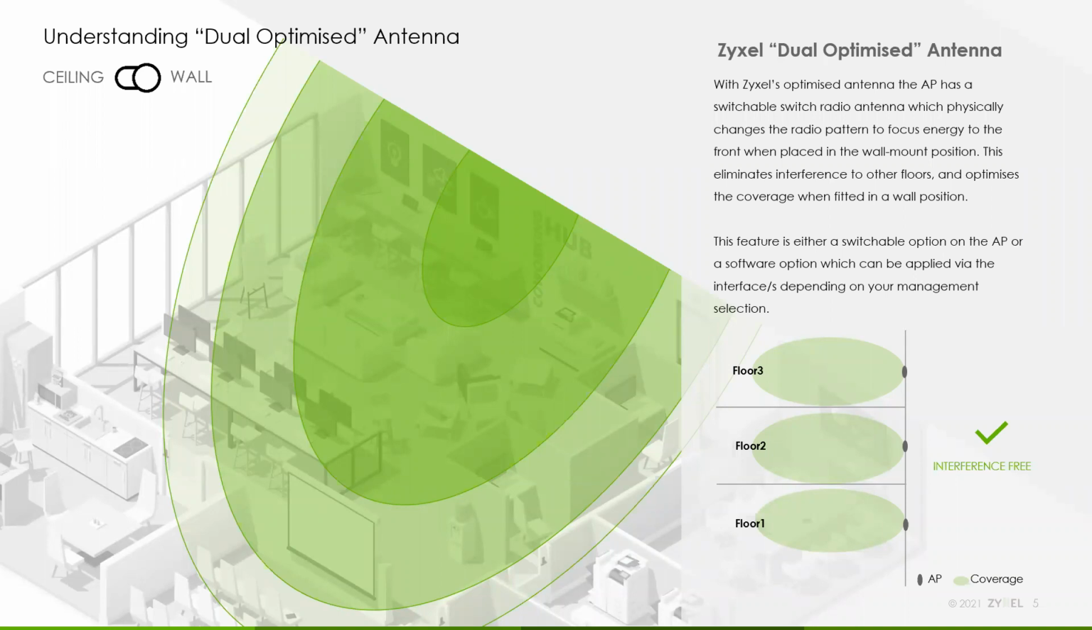And then you can simply go into the software or into the Nebula cloud, and you can tell it which antenna pattern to use based on where you've installed that individual access point. So your ceiling mount APs have the ideal coverage pattern. Your wall mounted access points also have the ideal antenna pattern from where they've been mounted.